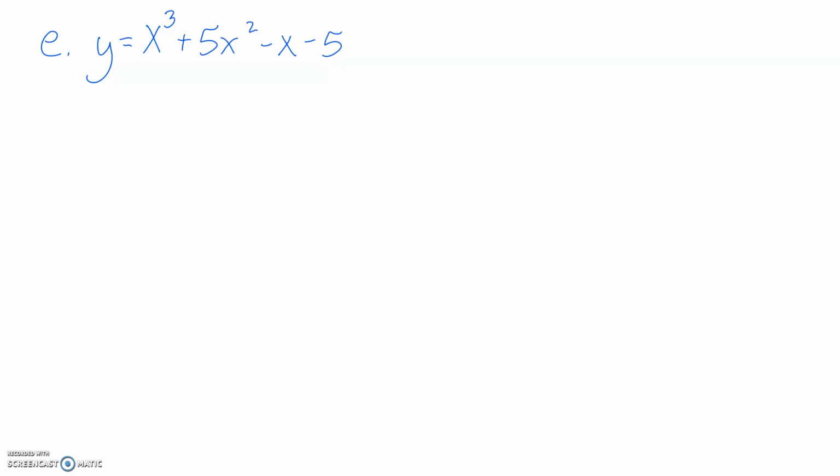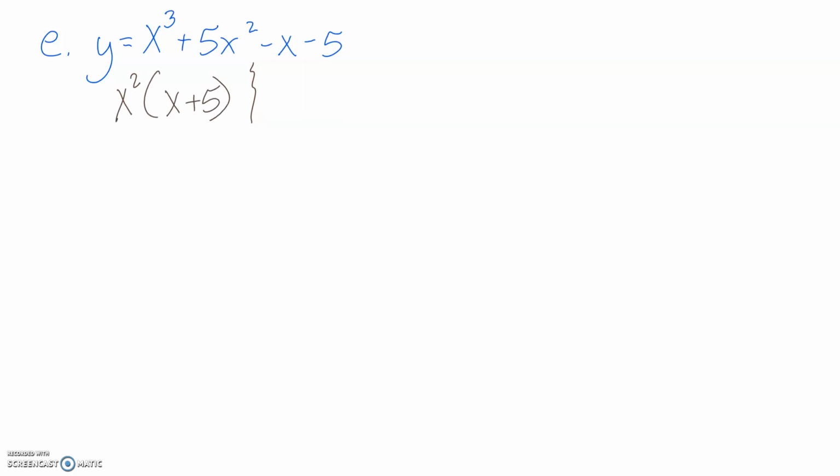There's no greatest common factor I can factor out. So because it's 4 terms, we're going to go ahead and use factor by grouping. I can split the middle and see what factors I can take out of the first 2 terms. In this case, it's x squared. So what's left on the inside is x plus 5.